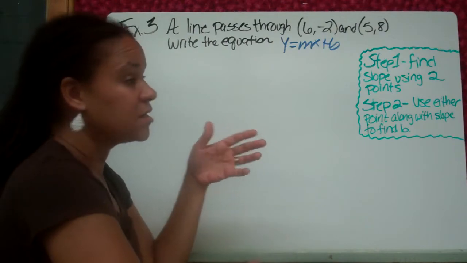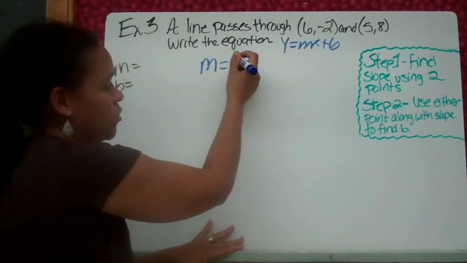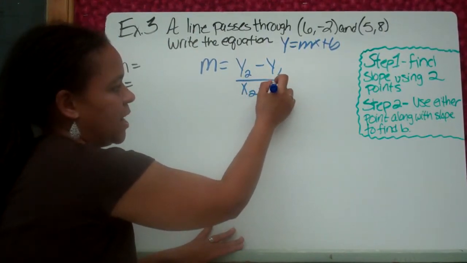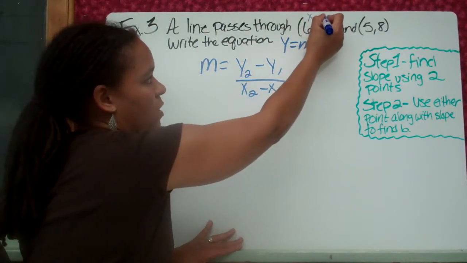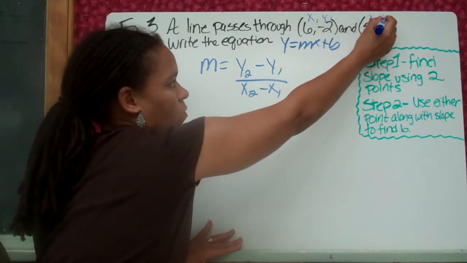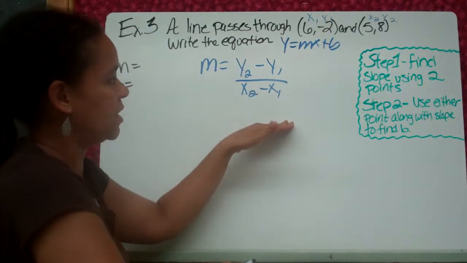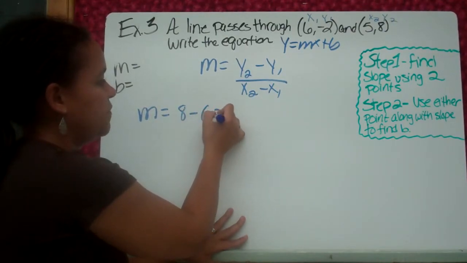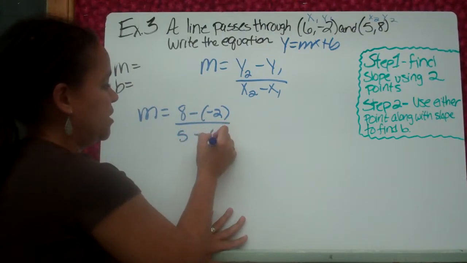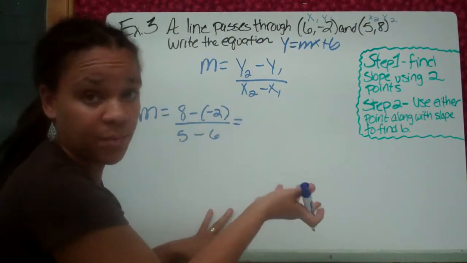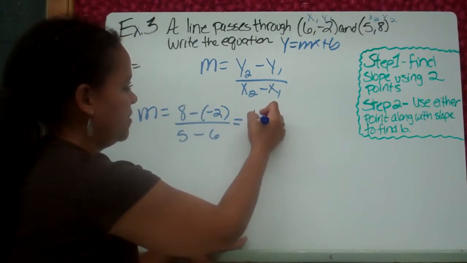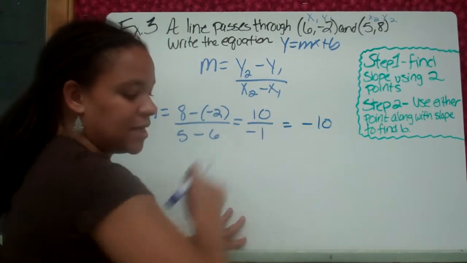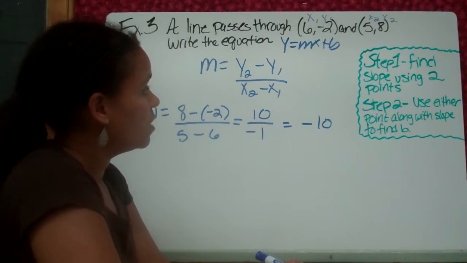So we're going to find the slope using the 2 points. And remember from before, to find the slope, there's a formula, which I'm sure you know by now. m is equal to y2 minus y1 over x2 minus x1. And here we have x1, y1, x2, y2. So we would plug those in to find our slope. So m equals 8 minus negative 2 over 5 minus 6. 8 minus negative 2 would be 8 plus 2 because of the double negative. So then we would have 10. 5 minus 6, of course, is negative 1. So our slope is negative 10.